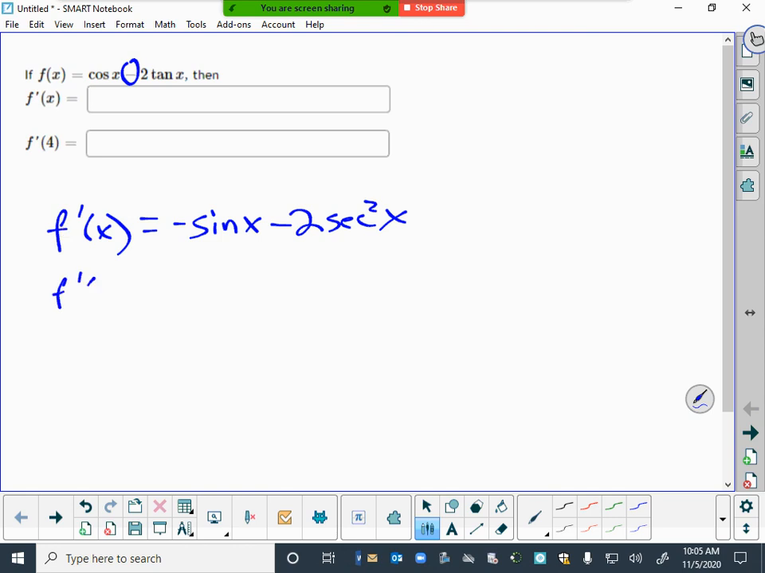And then f prime of 4 just says, now put 4 into the derivative now that you know what it is. So negative sine 4 minus 2 secant squared of 4. You might be able to enter it even just like that. If you were on a regular calculator, you want to make sure that you were in radian mode. Calculus doesn't like degrees. So you want to make sure that the calculator is in radian mode when you come up with a number for this.